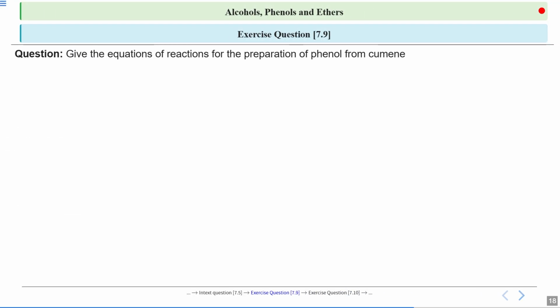Let's see exercise question 7.9. The question is, give the equations of reactions for the preparation of phenol from cumene. So how can you prepare phenol from cumene? You have to give the reaction equations. We have just seen this, right? So you can solve it.